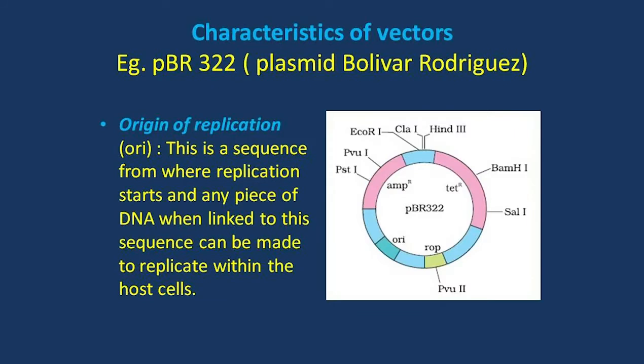Now let us look at the characteristics of a vector. Example, pBR322. As you can see in the picture, it has a region called ORI. It stands for origin of replication. That is where replication starts when this plasmid is put in E. coli. Or in other words, we can say that is a place where DNA polymerase of E. coli binds to make multiple copies of the plasmid.